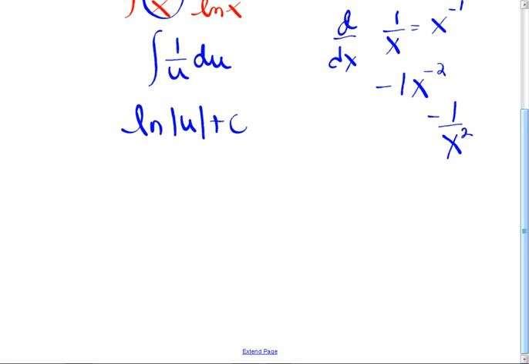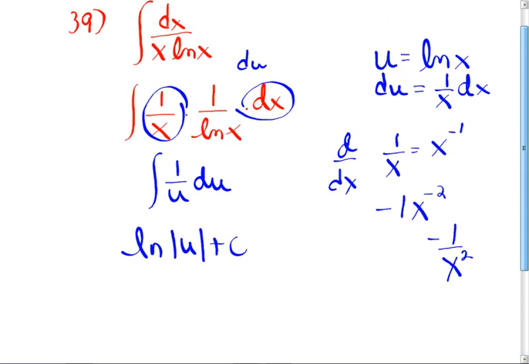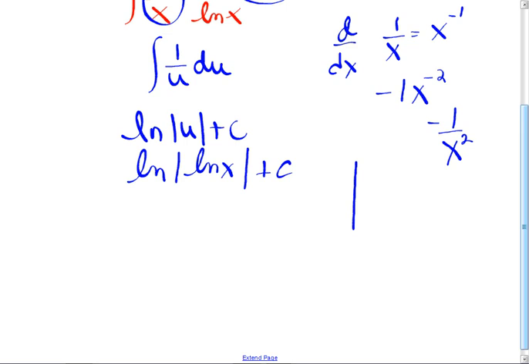U is equal to the log of x. U equal to x wouldn't change anything. That's the log of x. And so then it's the natural log of the absolute value of the natural log of x. Can the natural log be negative? Yes. What does a natural log look like?